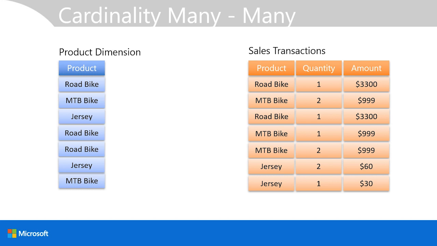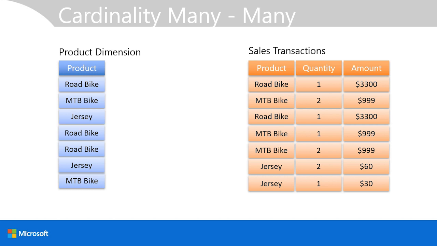Okay, so let's first start off with the many-to-many cardinality. It's often the most difficult one to understand, so let's start here. On the left-hand side, we have a table that represents our product dimension, and we can see that we've got road bike, mountain bike, jersey, road bike, jersey, mountain bike. So we've got multiple instances of road bike, mountain bike, and jersey. On that side, we have many of each one of these rows. On the sales transaction side, we have the exact same thing as well. We have many instances of road bike being sold, many instances of mountain bike being sold, and many instances of jersey. So what does this look like in action?